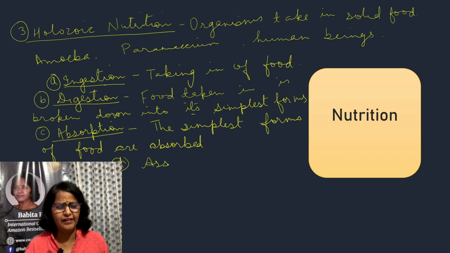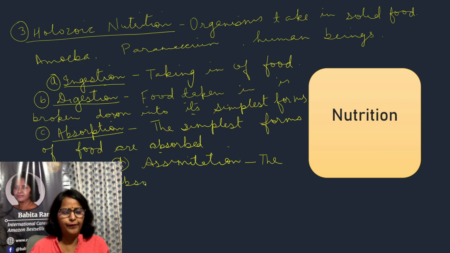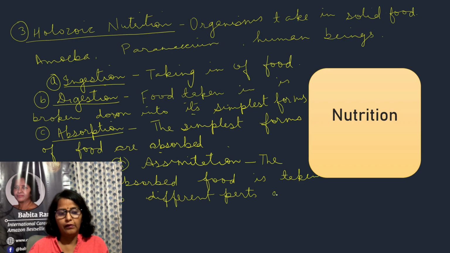The next is assimilation. The food that is absorbed is taken to different parts of the body to release energy. The absorbed food is taken to different parts of the body wherever energy is required. We will see how this energy is produced in the next part of this chapter.